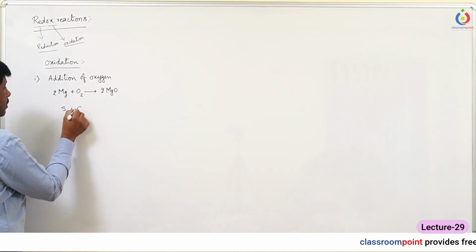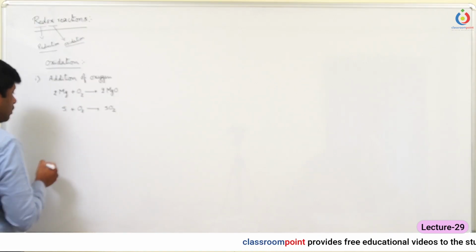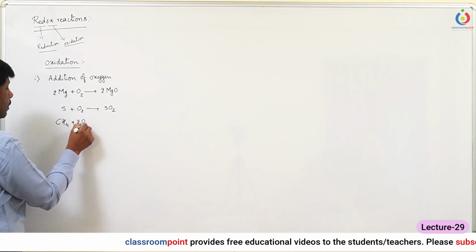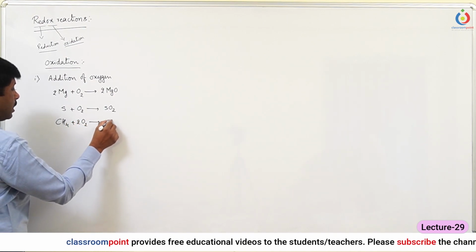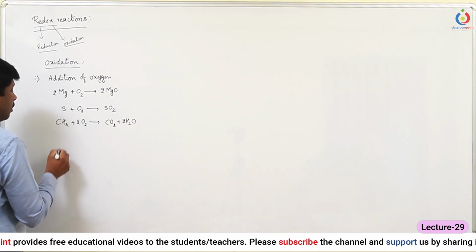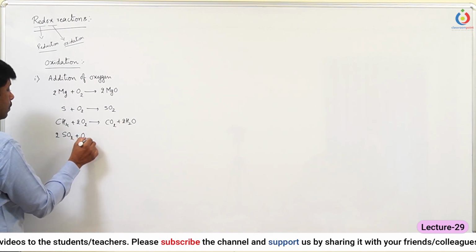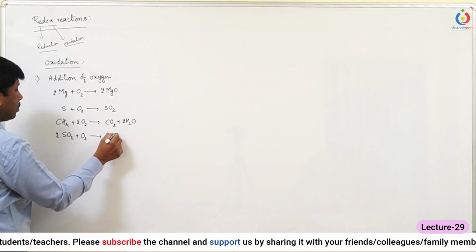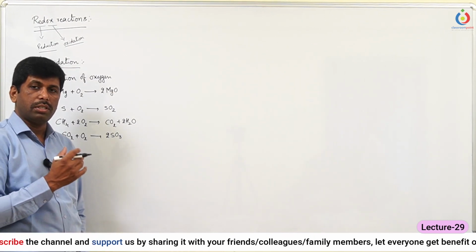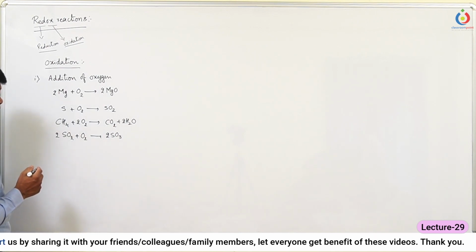You can take sulfur, add oxygen, and get sulfur dioxide, or else take methane and add oxygen to get carbon dioxide and water. Or else SO2 plus O2 gives rise to SO3. In all these reactions, oxygen is added, hence these reactions are called oxidation reactions.